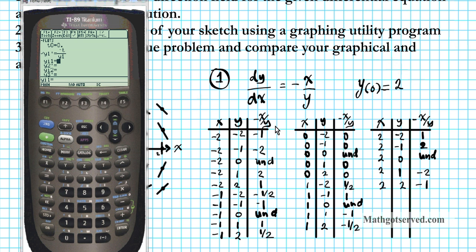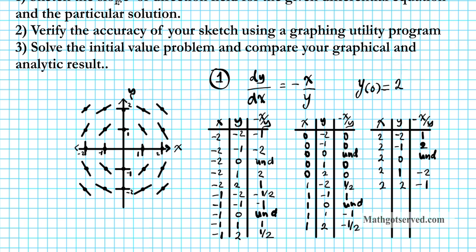The differential equation. We're given the initial condition that y(0) is equal to 2. Okay, so that's what we're going to use to generate our graph. So this initial condition y(0) equals 2, let's go ahead and graph that.